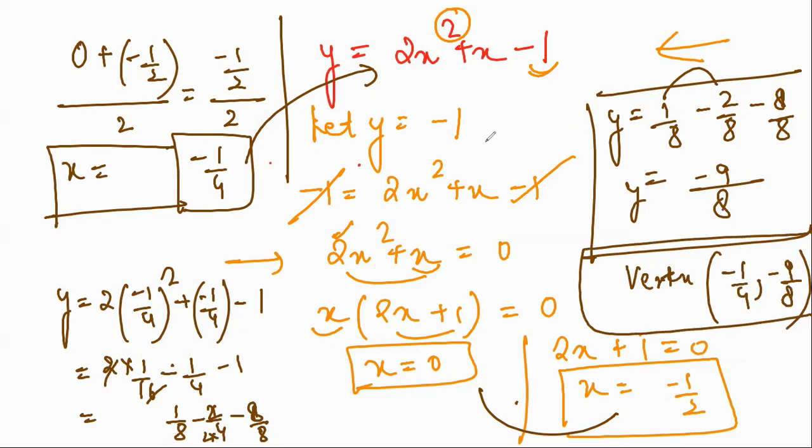Now, if you want to know what this parabola looks like, that depends upon the value of a. Here a is greater than 0, so the parabola is going like this, upward. This is the point which is the lowest point in the parabola. The vertex is the lowest point because the parabola is going up. So that's the lowest point.